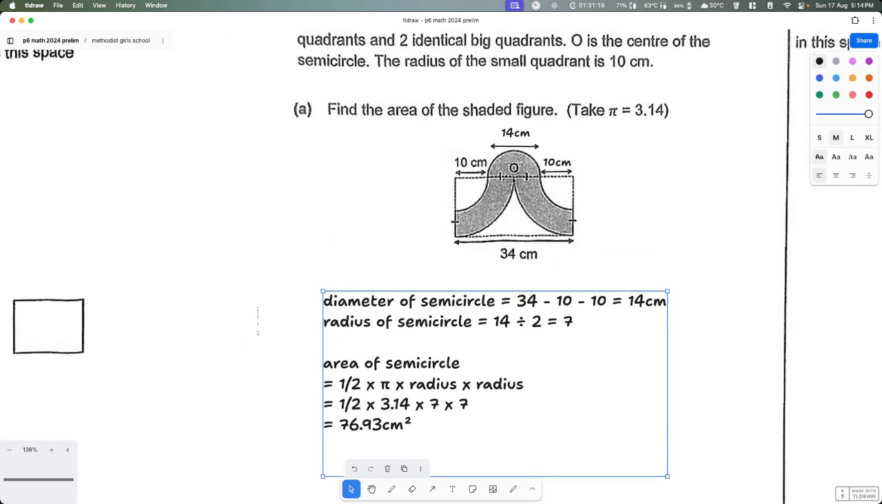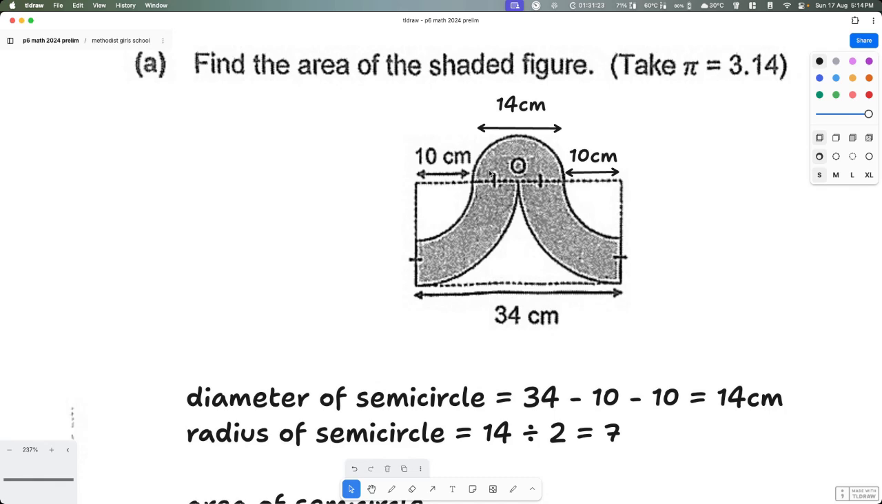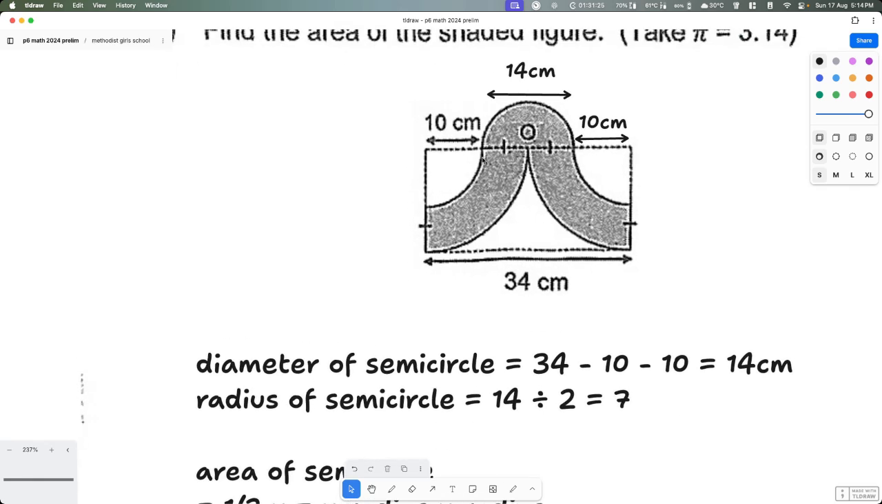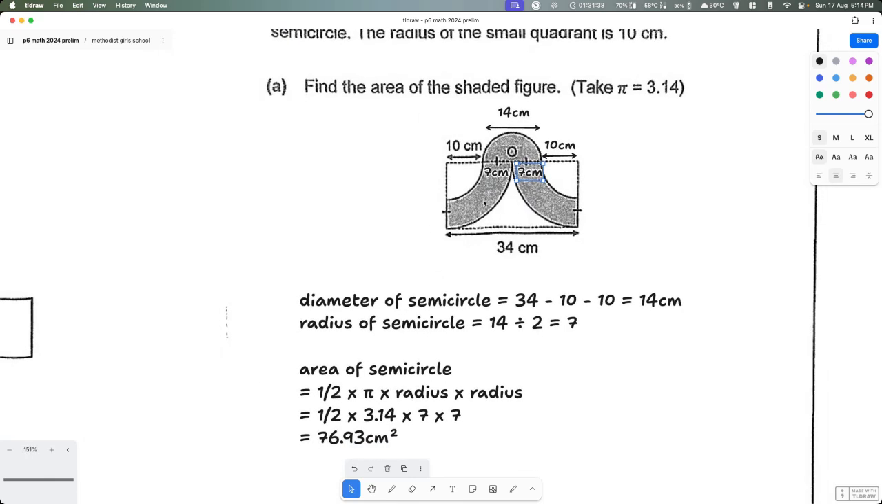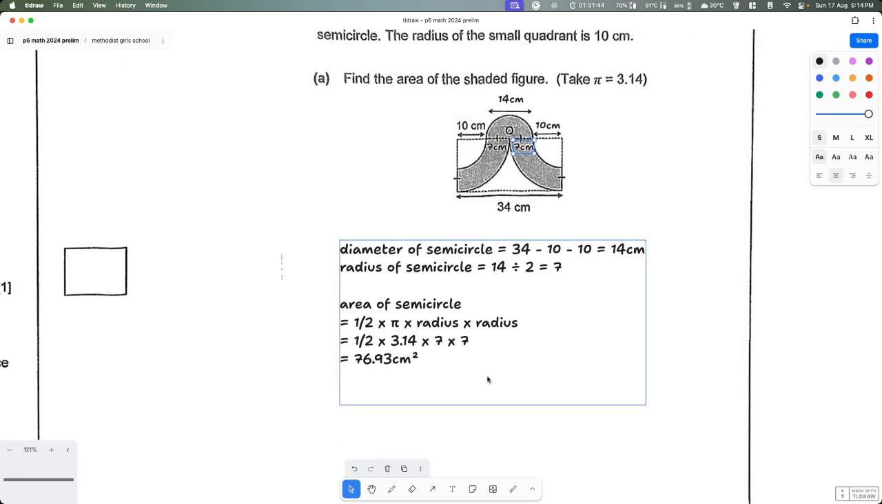Okay, so we also can know, since 0 is in the middle, that it's a bit hard to draw, but it's just very small, 7 centimeters here, and then we have 7 centimeters here. I think from here we can know what the quadrants are, the small quadrant and the big quadrant.